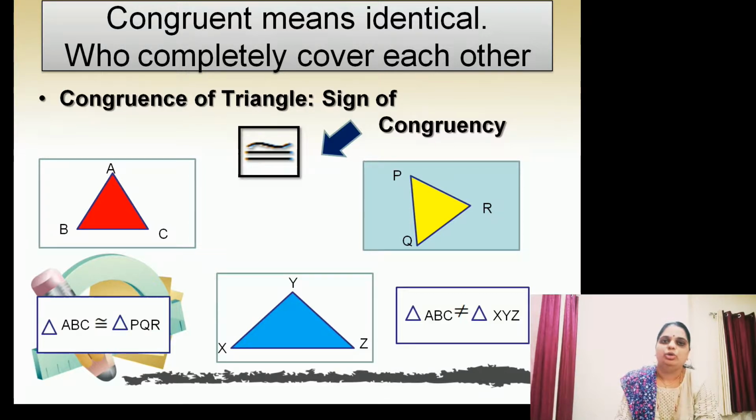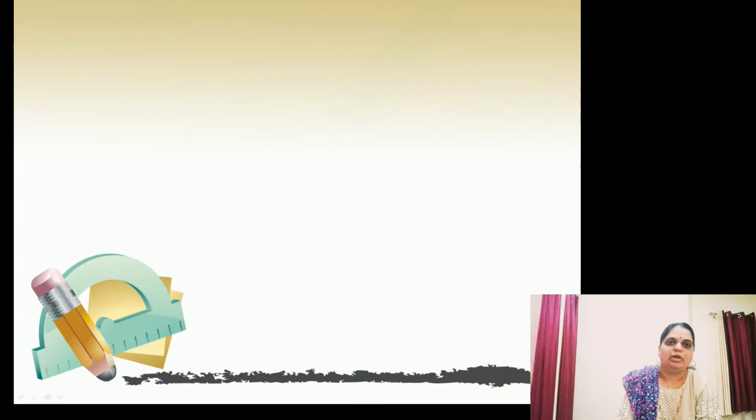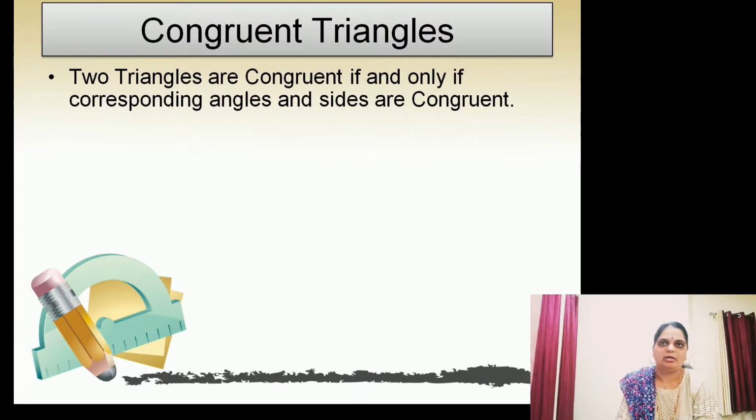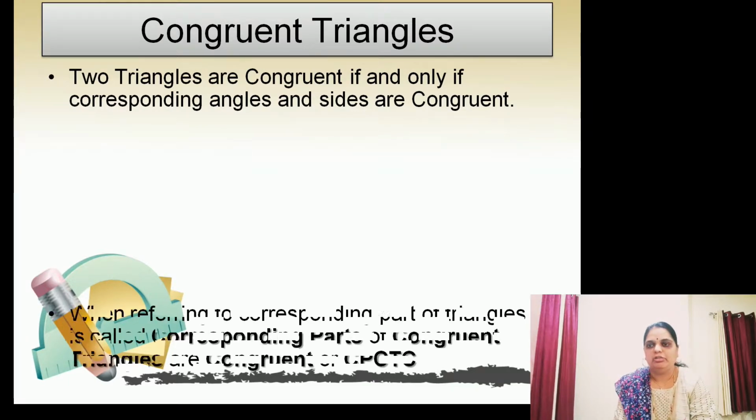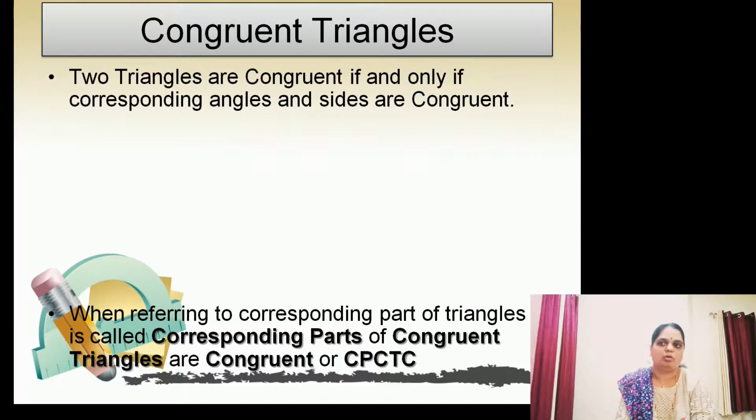Congruent triangles. Two triangles are congruent if and only if corresponding angles and sides are congruent. When referring to corresponding parts of triangles, it is called corresponding parts of congruent triangles are congruent, or CPCTC. That means corresponding parts of congruent triangles.